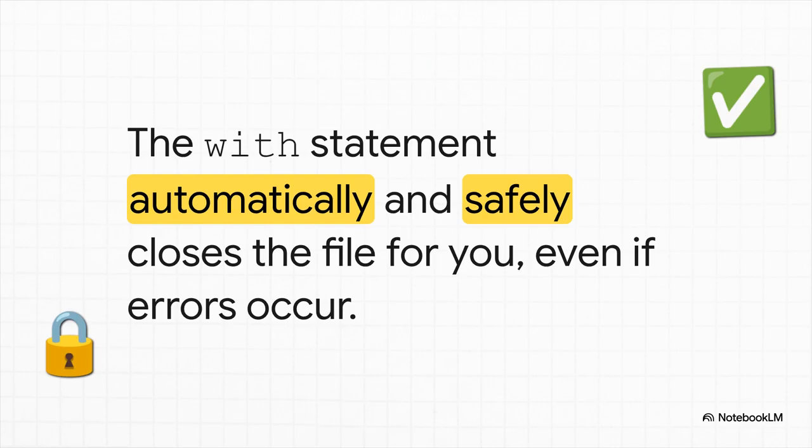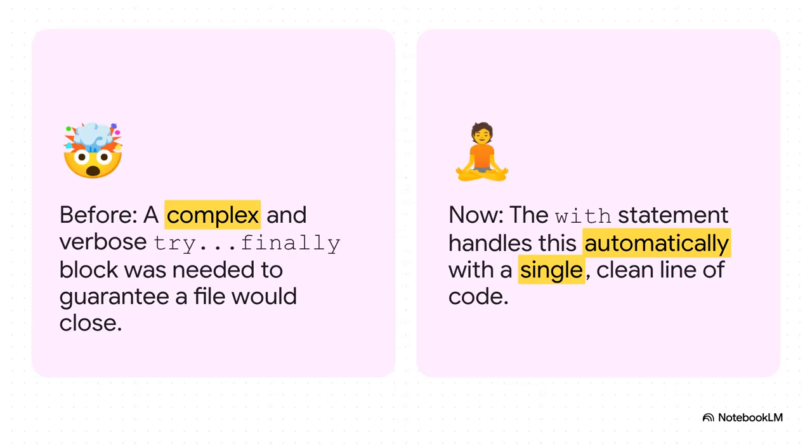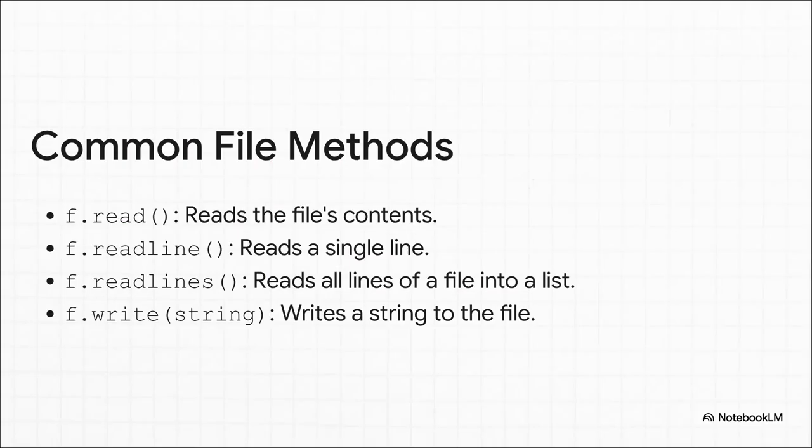It doesn't matter if your code finishes or if it crashes with an error, Python makes sure that file gets closed. What's really so amazing about this is just how elegant the solution is. Before we had the with statement, you had to write this clunky, hard-to-read try/finally block just to get the same guarantee. The with statement replaces all of that with a single, clean, readable line. It's just better. And once your file is open inside that with block, actually interacting with it is pretty straightforward. You can use methods like .read to grab all the contents, .readline to go line by line, or .write to send your own data into the file.